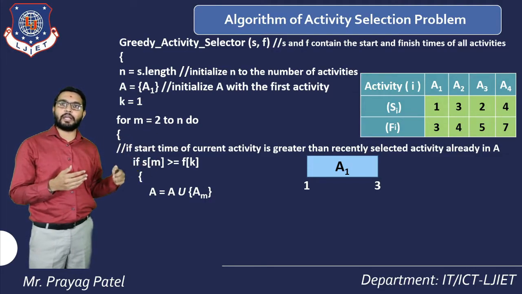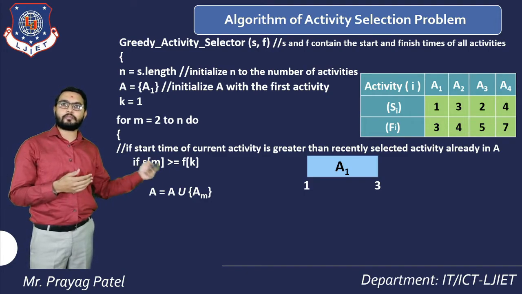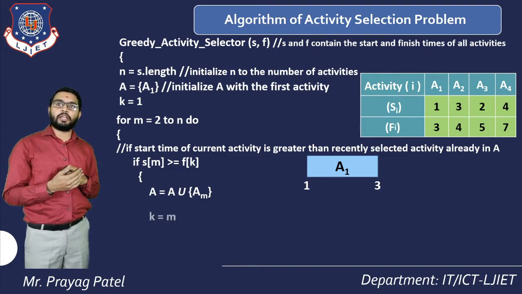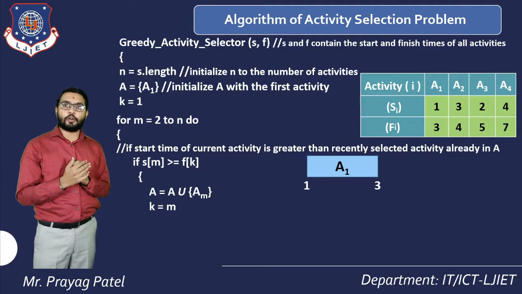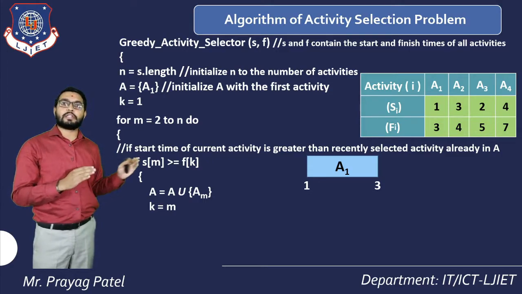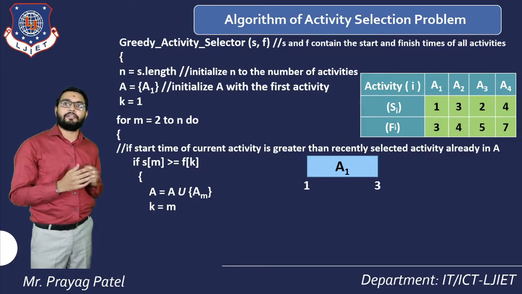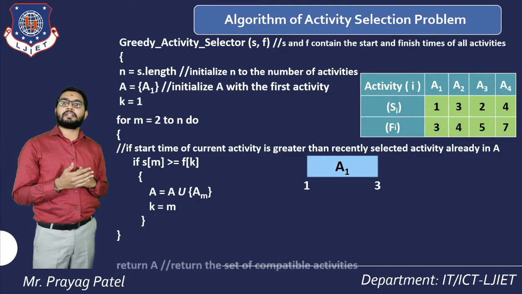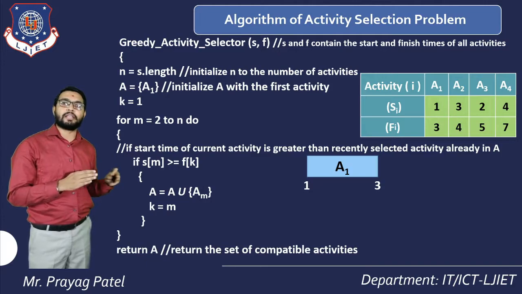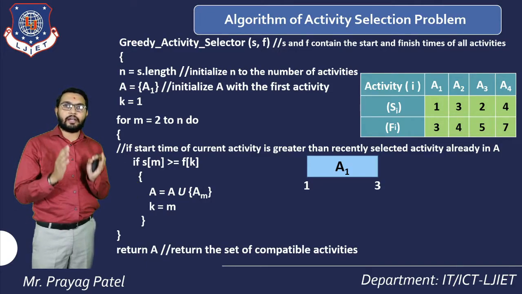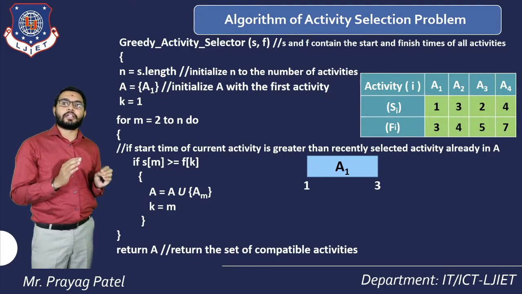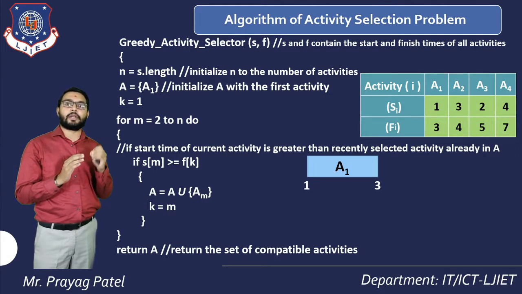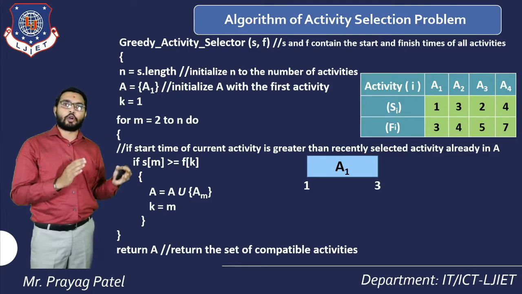For example, if the second activity satisfies the condition, then we select this activity. We will discuss this example after the completion of the algorithm. Now A equal to A union A of m, and what is the value of k? K equal to m, because we selected the m-th activity. So here consider k equal to m. After that, the last step of the algorithm is return A, which means the selected set, the set of compatible activities which can be solved.